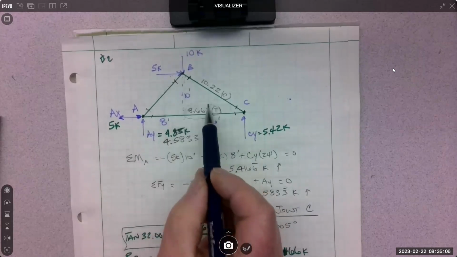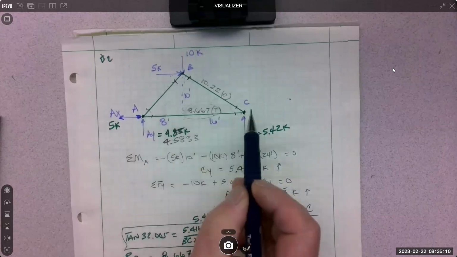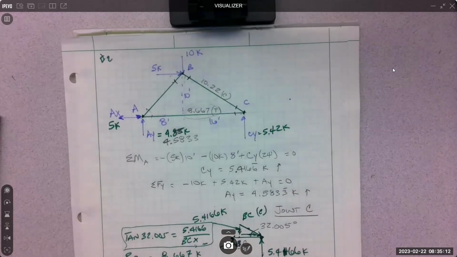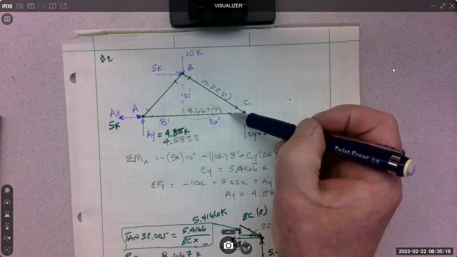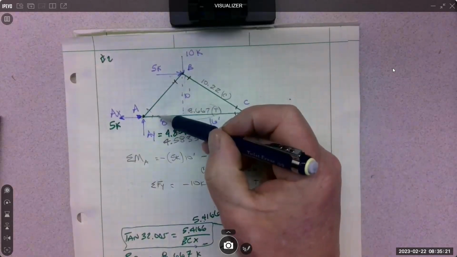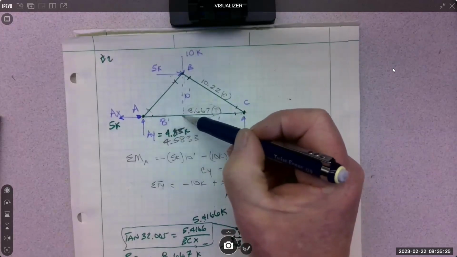And we actually know this member, AC. We calculated it right here. So what the load is on one end of a member, the load is on the other end of the member. Has to be, because this member is in equilibrium.